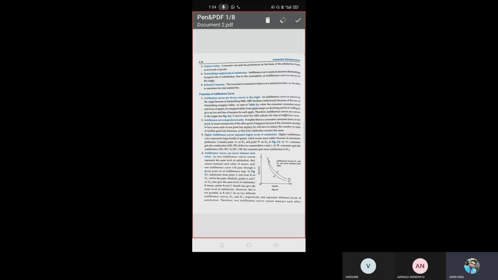The next one is the family of indifference curves, which is called an indifference map. Do you remember in the previous session we discussed IC1, IC2, IC3? Which one is the maximum satisfaction? This combination gives maximum satisfaction compared to IC1. IC1 is the least. So IC3 gives the maximum level of satisfaction.